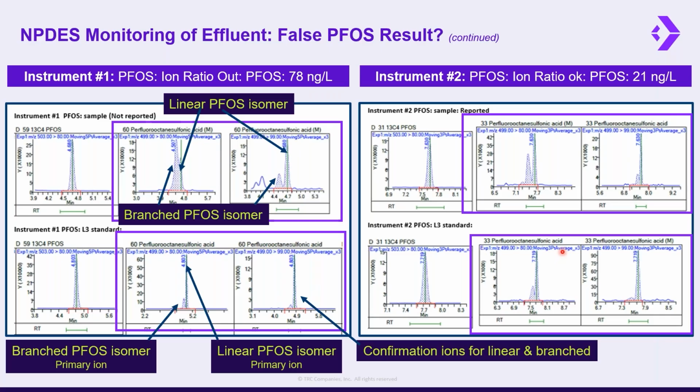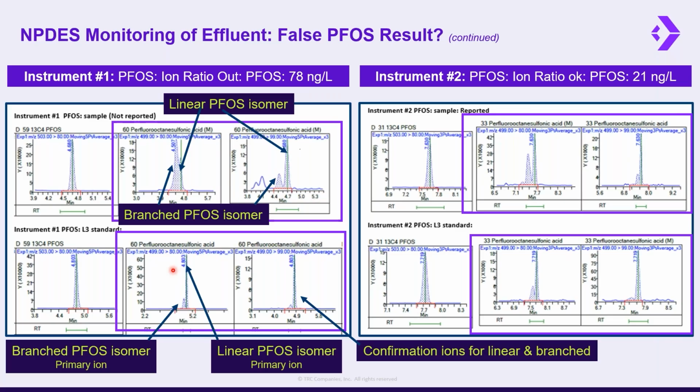So what happened here? What we saw on instrument number 1 here on the left, with this large variation in the ion ratios versus the expected ion ratios for PFOS, was an indicator of possible interferences with PFOS. And this observation was confirmed when we looked at the branched isomer component of PFOS in this sample on instrument number 1, which differed significantly from the reference standard below here, containing branched PFOS isomers.